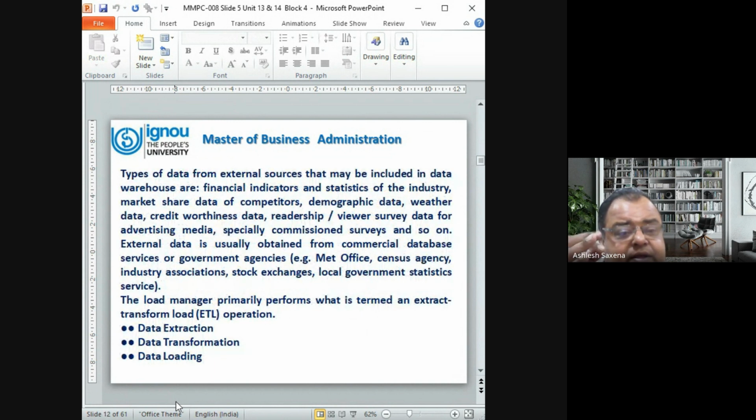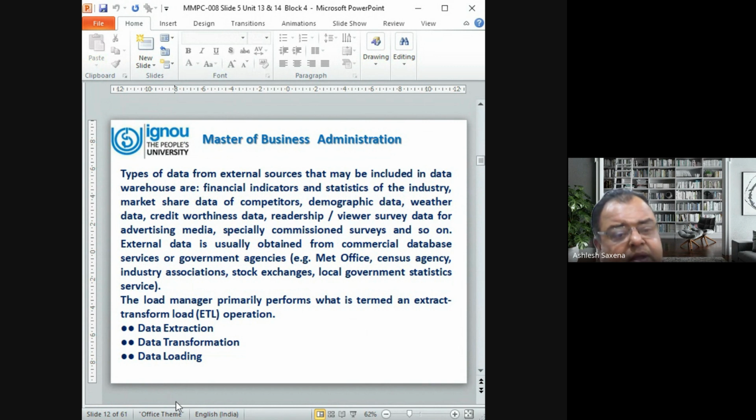Types of data from external sources that may be included in the data warehouse are financial indicators and statistics of the industry, market share data of competitors, demographic data, weather data, credit worthiness data, readership and viewer survey data for the advertising media, specially commissioned surveys, and so on. But the list is too long. It depends upon the organization, what type of information they want.